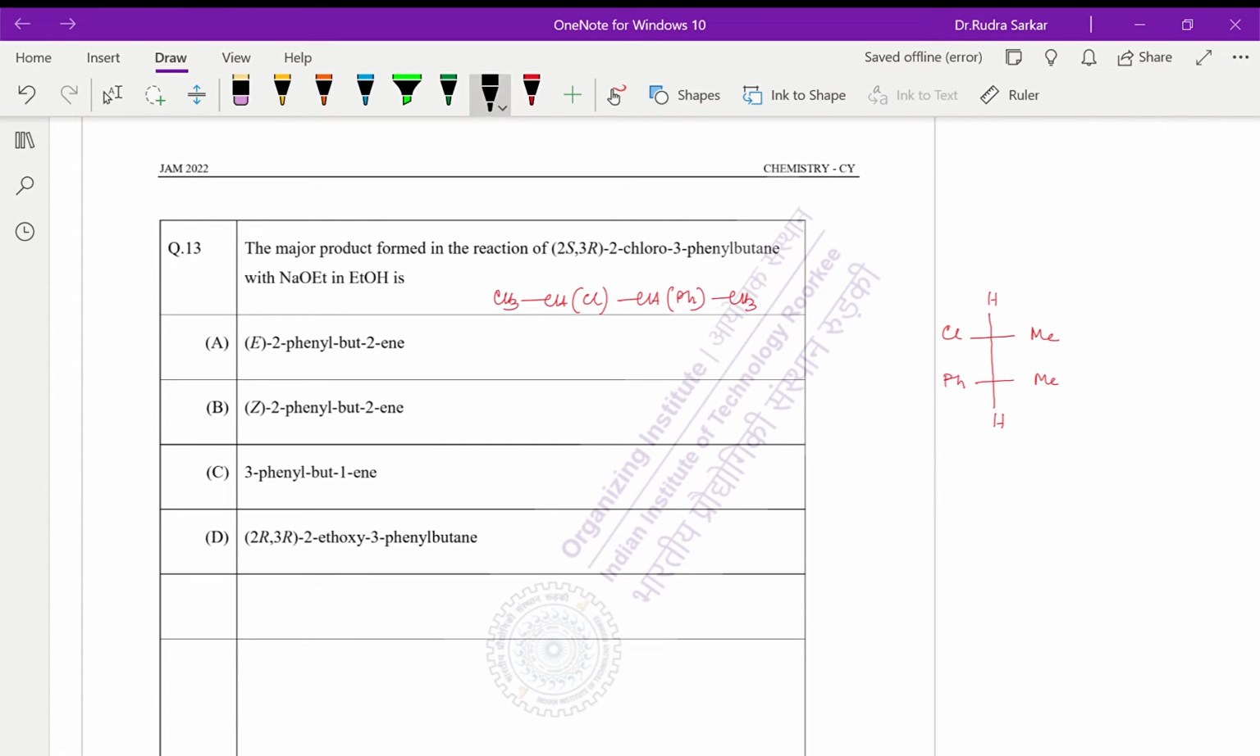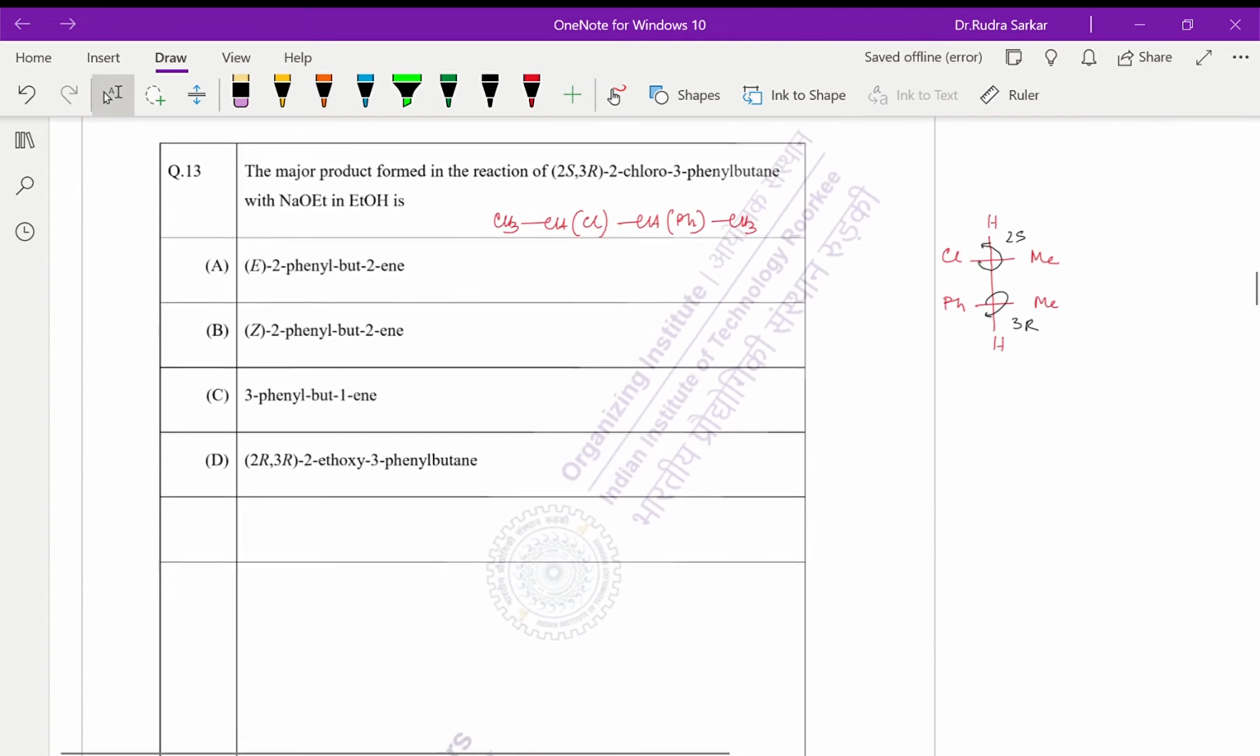Chlorine obviously over here is having priority 1. This group all total will be having 2, and that one will be having 3. So you're going anti-clockwise, so it is your 2S. Now over here again, obviously this is having priority 1, this group is having 2, and that is having priority 3, so you're going clockwise, so it is 3R. Okay, fine. So this much we have been able to do properly in the first go itself.